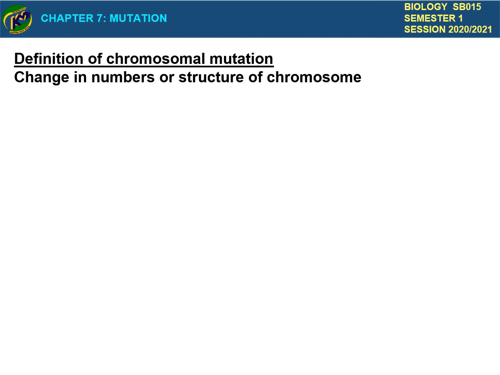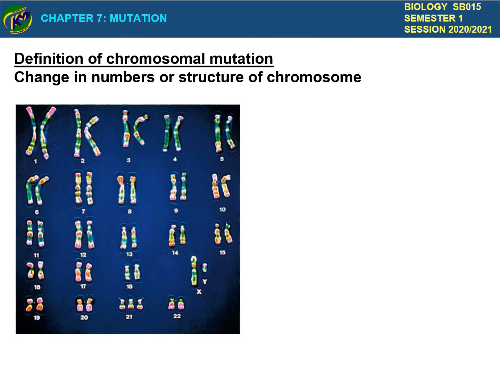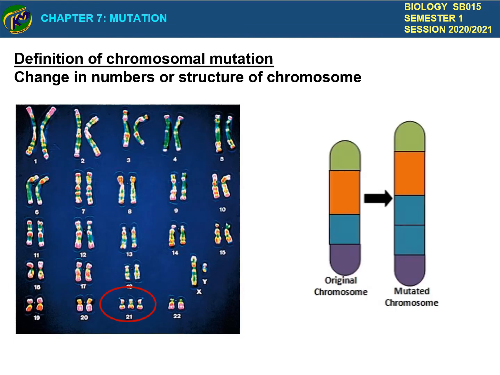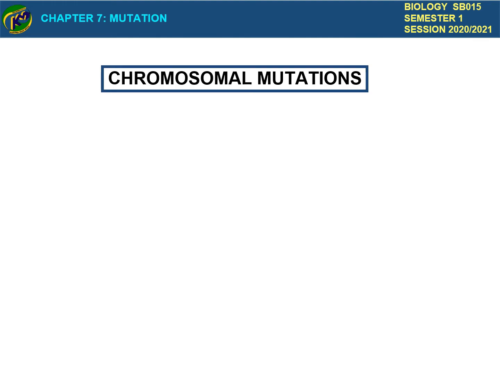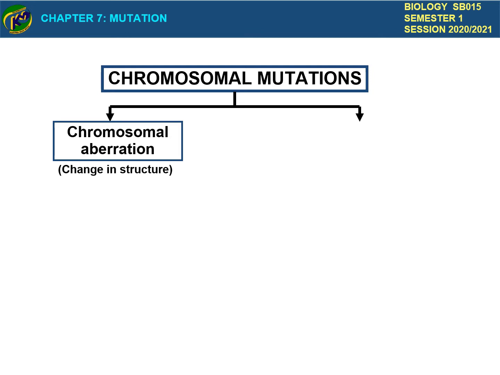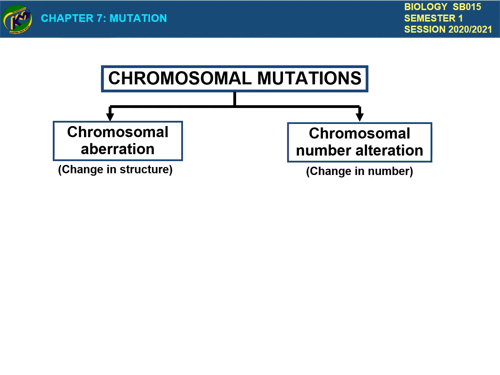Chromosomal mutation is change in numbers or structure of chromosome. Chromosomal mutation has two main classes. The first class is known as chromosomal aberration, when the change occurs in structure of the chromosome. If the change occurs in the number of chromosomes, it is known as chromosomal number alteration.